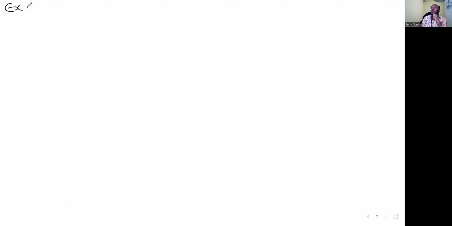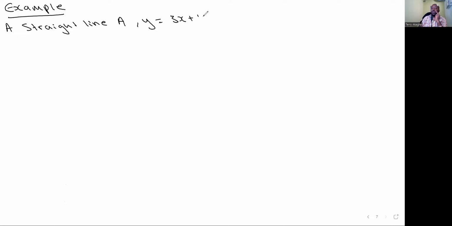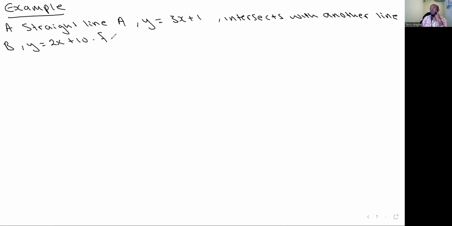All right, let's pick another example. Okay? Let's just pick another example I have here. We have a straight line, straight line A, which is y is equal to 3x plus 1, intersects with another line B, which was y is equal to 2x plus 10. Okay? Find the point of intersection.